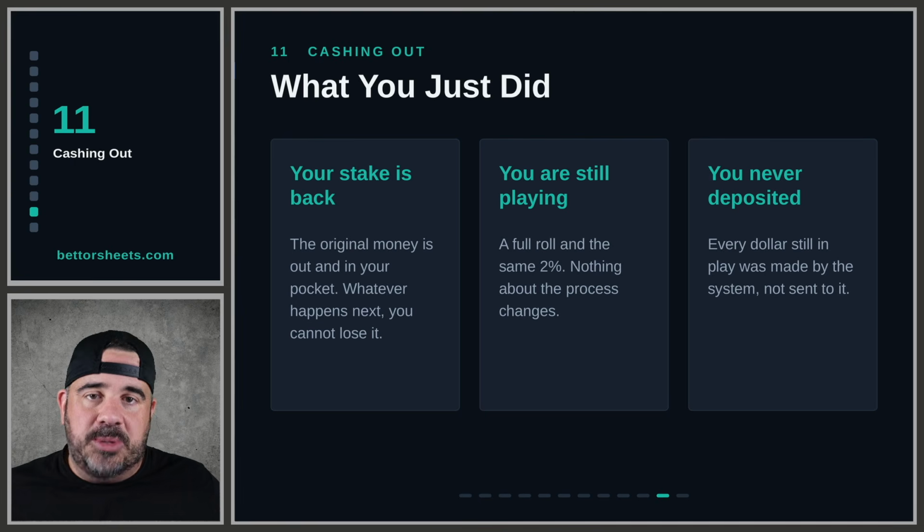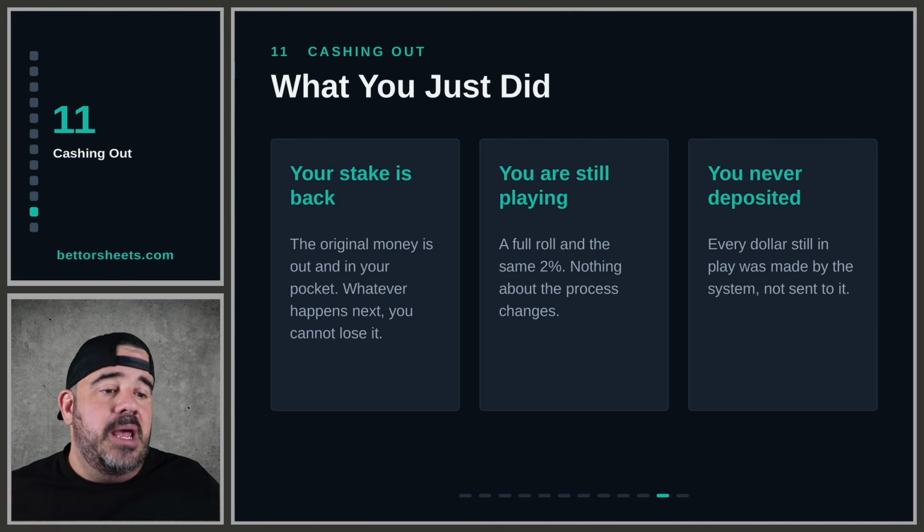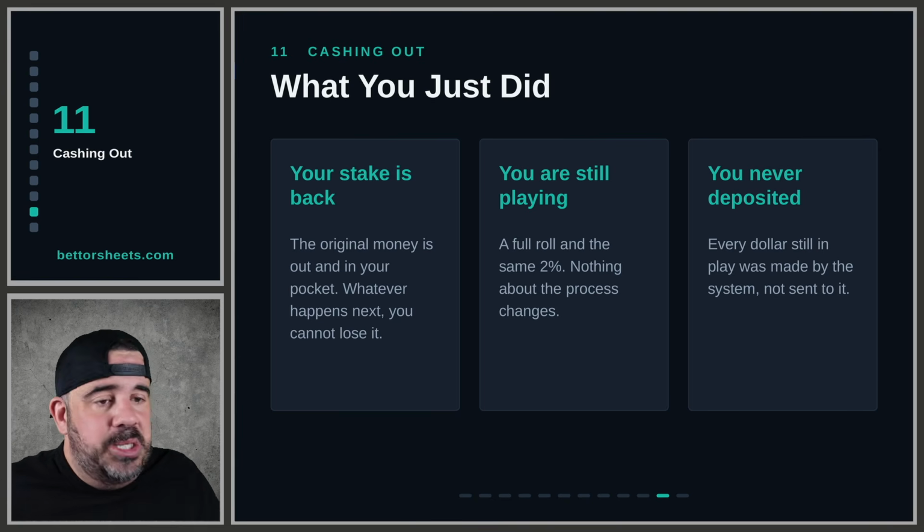Everything in the books is house money. You're playing with it. It's great. You're still playing, same 2%, nothing changes. And at that point, you got the money back, which means you never have to deposit again. You're good. You're simple. You're good.